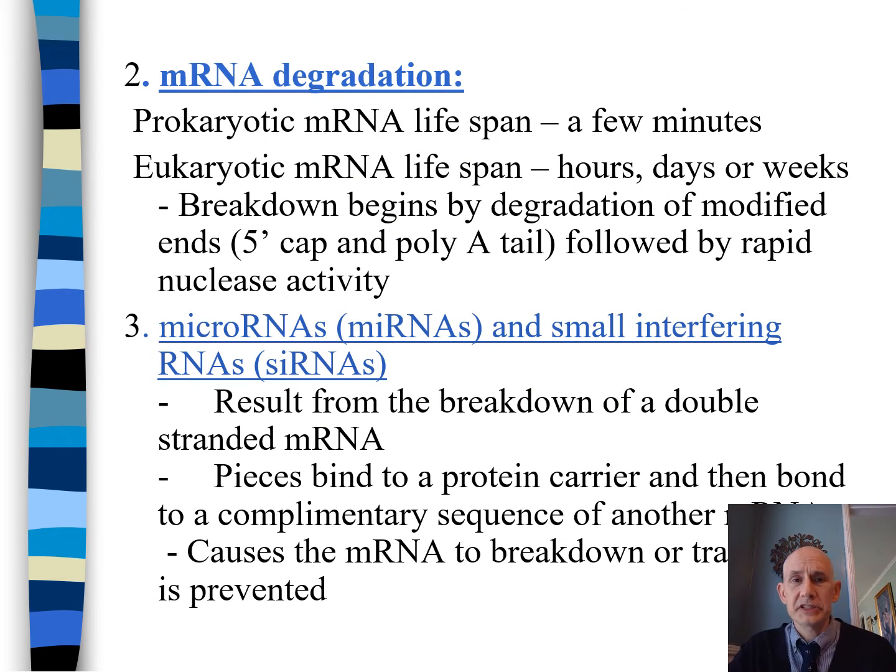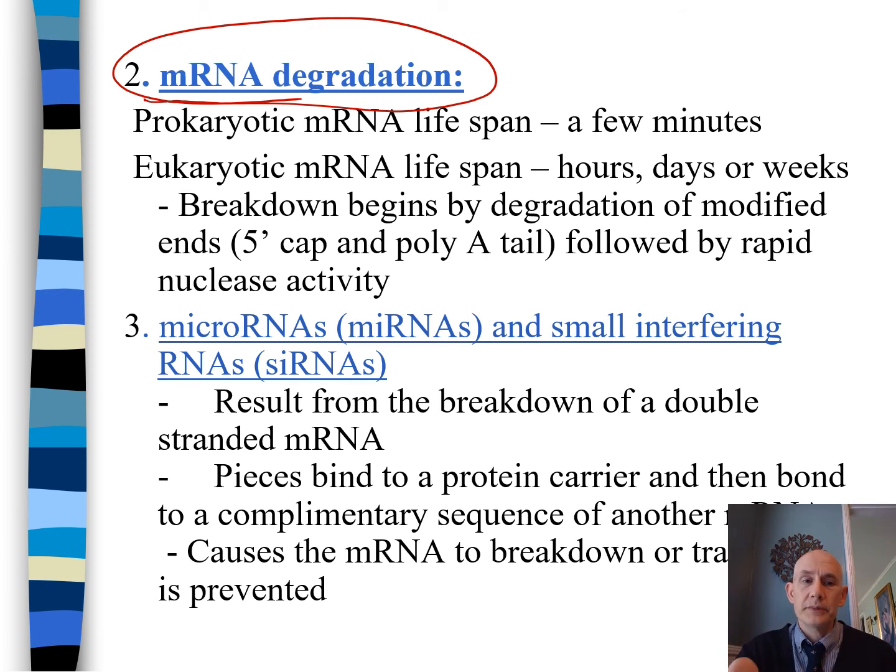Other things that affect gene expression will be how long the mRNA lasts. The prokaryotic RNA is only going to last a few minutes, and that is because it doesn't have that 5' cap or that poly A tail. So you've got enzymes that rapidly break down the mRNA, so it's no longer functional. This is one of the reasons that prokaryotes will, as soon as transcription starts, translation will start, and you will have multiple ribosomes binding to the mRNA even before it's done being transcribed.